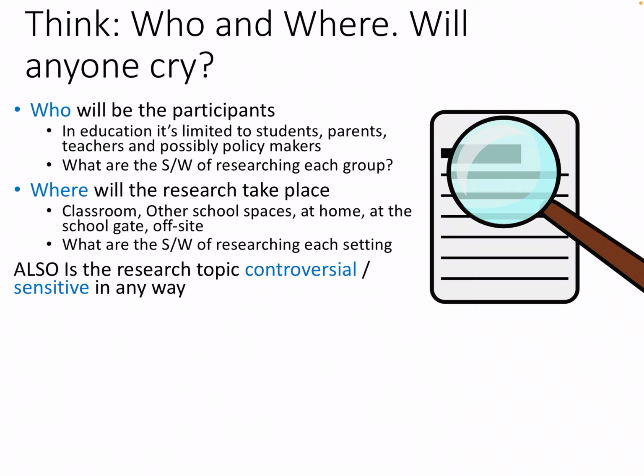Quite often the item will give you big hints as to who would be the participants and where the research might take place. The final one is going to rely on your knowledge of that topic, okay? So when you see the context you've been given, the topic you've been given in the question, you'll think, is there in any way that they are controversial or sensitive, okay?